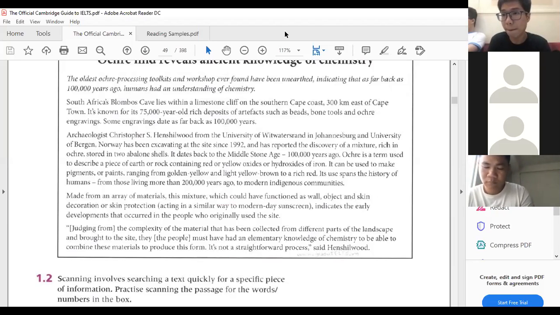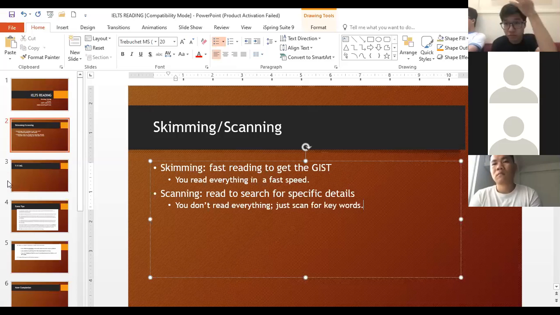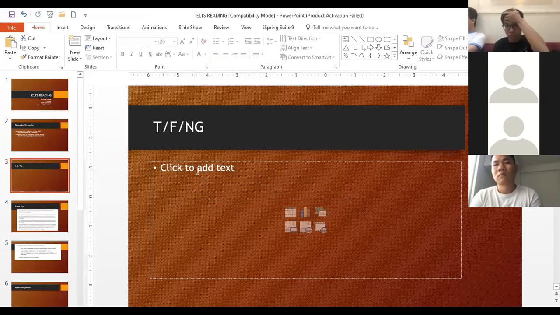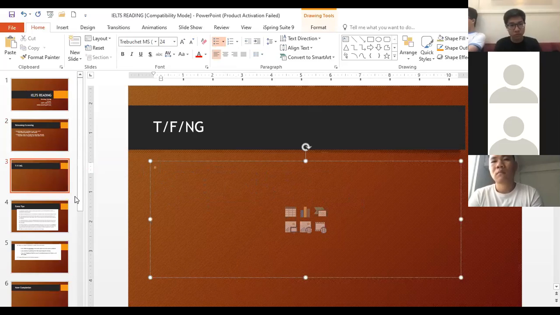Again, you don't read everything. You just read the questions. You find the key information, and then you read for those keys inside the article. So I believe you already have some idea about true, false, and not given, right? It's Margara's turn to talk. So Margara, what do we mean by true, false, not given?